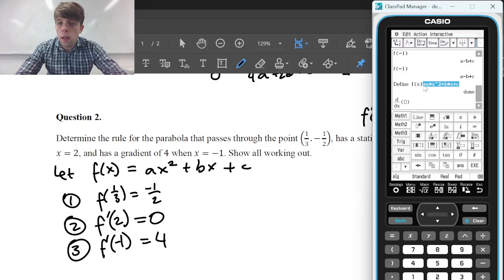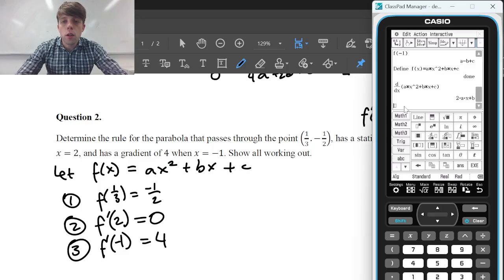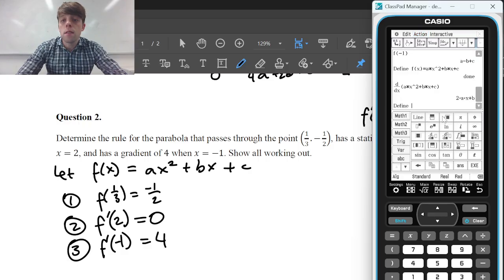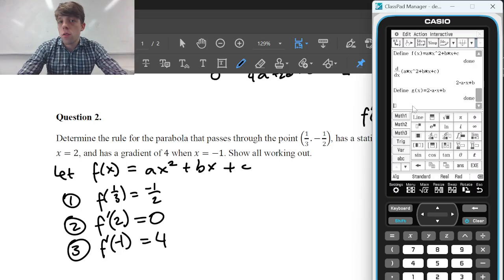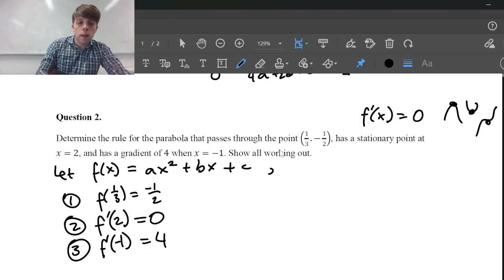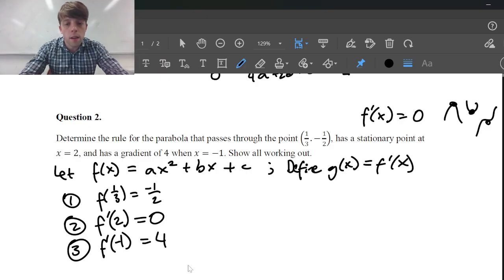We go d dx. We can take this line from above. You can go edit, copy, edit, paste. There you go. That's our derivative function. And if I go action, commands, define this as equal to, say, g of x. Now I have two functions. I have the function f of x, which is what we have here, and I'm defining g of x as equal to f dash x for the purpose of using the CAS calculator for this solution.